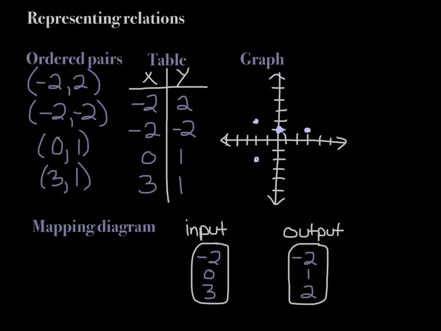So -2 maps to +2, if you look at this one, -2 to +2. It also maps to -2, 0 maps to 1, and 3 maps to 1. So that would be a mapping diagram of this same relation.